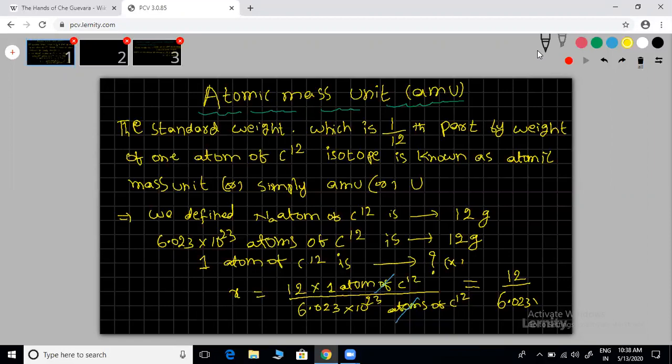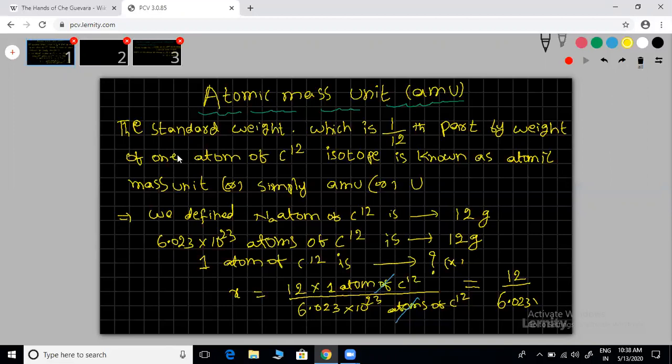See, what is the inside meaning of 12 grams of carbon? Is 12 grams of carbon the weight of one carbon atom, or are there still so many atoms inside? Those types of things we'll discuss in this video. First, let's see the definition of atomic mass unit.